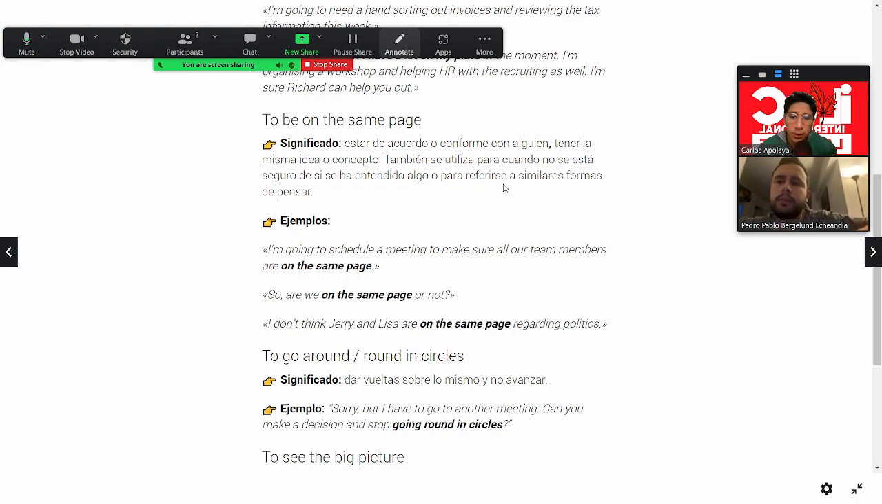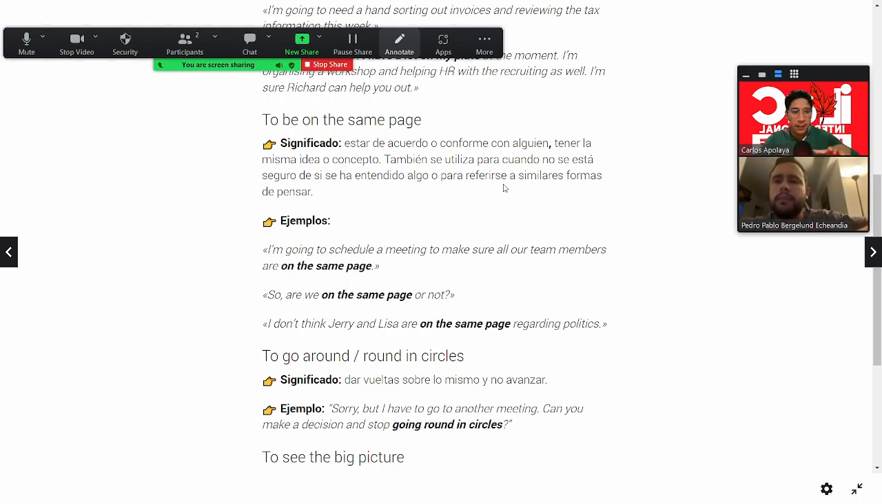For example, I'm gonna schedule a meeting to make sure all of our team members are on the same page. Si están de acuerdo. Oh, are we on the same page or not? I don't think Jerry and Lisa are on the same page regarding politics. Ok, aquí el to be on the same page es como que si nos estamos entendiendo o si me está siguiendo el ritmo.